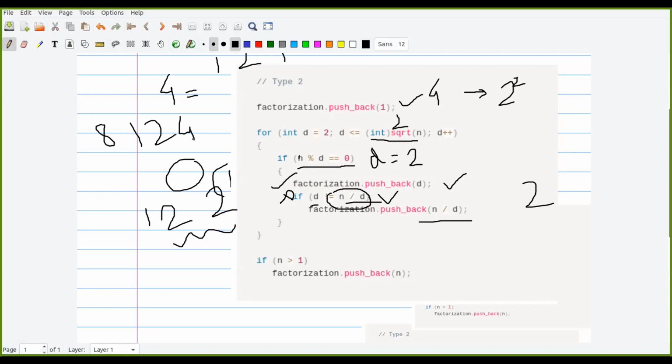Not just prime factors. No, no, no. I want every possible factor. That is why I have have to do this.